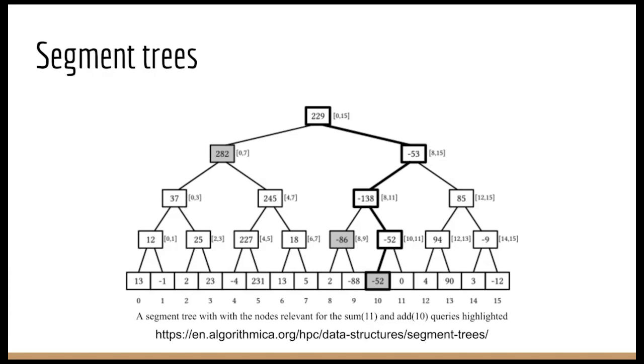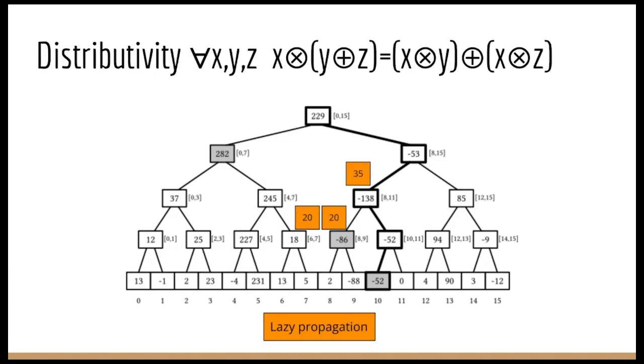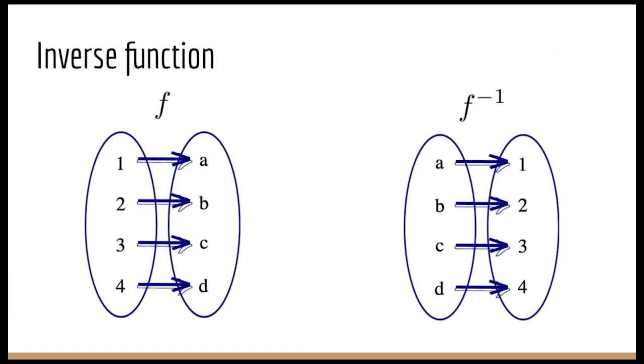So both are logarithmic. And if we also have a distributivity property, we can even optimize it further by doing lazy propagation, which improves modification performance. We can also define inverse function, which basically means that not only we can go from inputs to outputs, but we can also go from outputs to inputs.